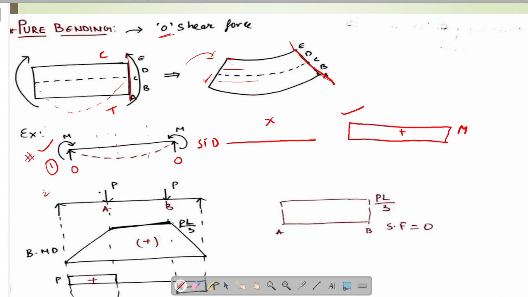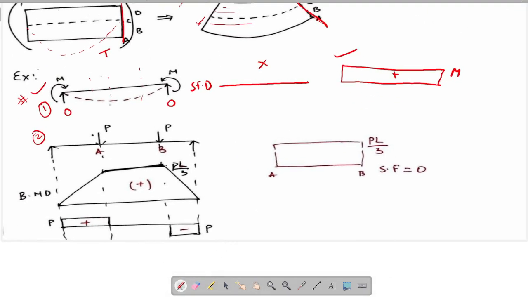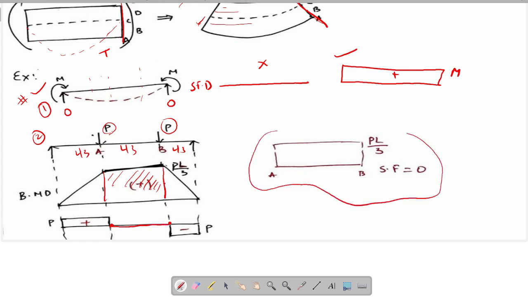If we take the second example, in this particular example there is loading P acting at a distance of L by 3 from the supports. Here, in the portion AB, the bending moment is constant with magnitude PL by 3, and there is no shear force acting between A and B. The shear force is 0. So this portion AB is considered to be a pure bending case.